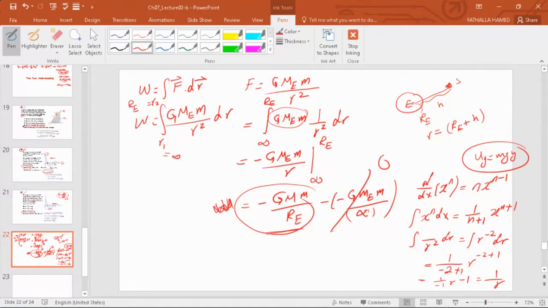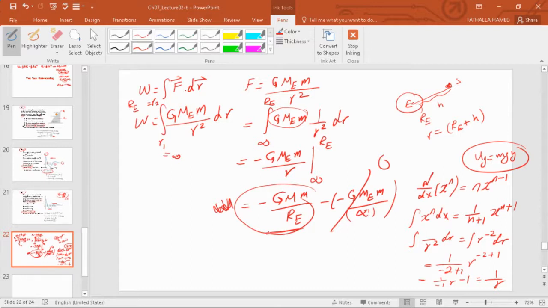Now, when we're dealing with things near the surface of the Earth or at moderate heights, it's okay to consider gravity to be constant. But if you're going higher and higher, that's when you actually have to treat it as a varying force, because it will go as a function of 1 over r squared. I'm talking about the force. Of course, the potential will go as 1 over r, or minus 1 over r.